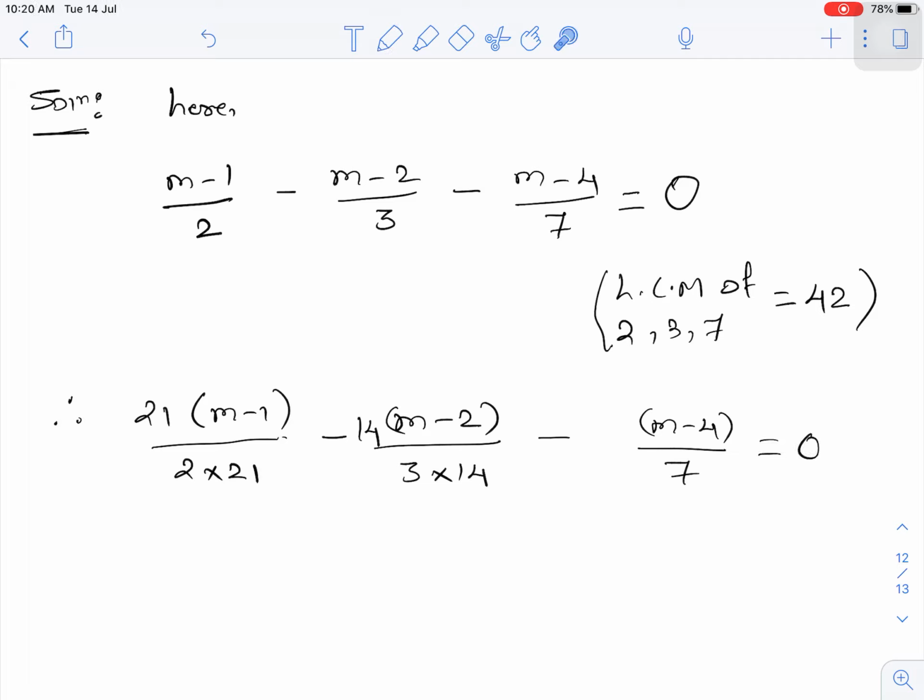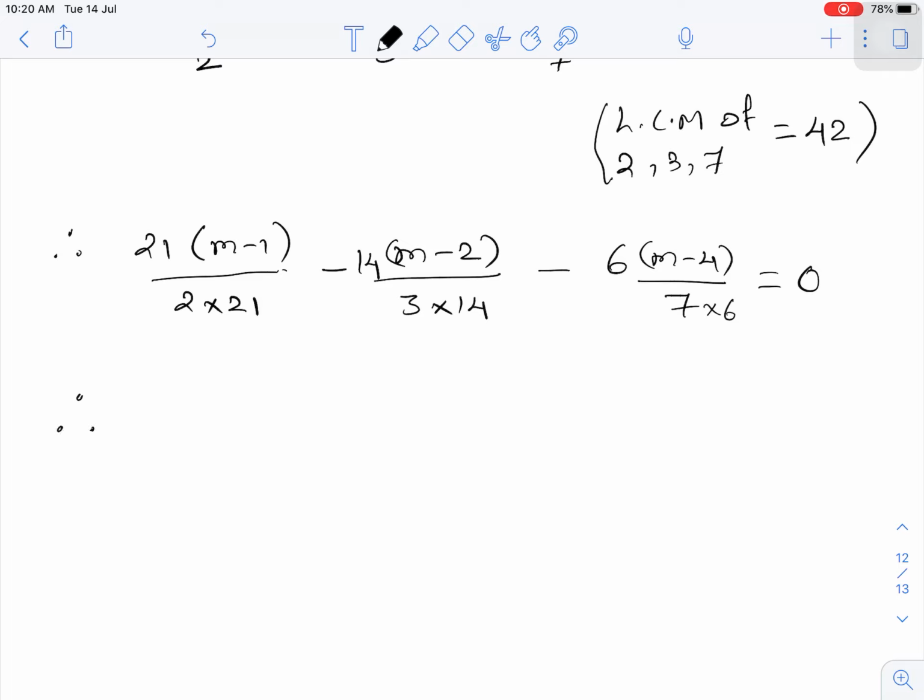Now we want to convert this number also to 42. So we know that 7 sixes are 42, so the numerator will also be multiplied by 6. Okay, so now we have to multiply each of these numbers inside. But before that, remember that we have to multiply them with their sign. Just like 21, no sign is there, meaning it is plus. What is the sign for 14? It is minus. Okay, for 6 it is minus. So what you will get is 21 into m, so it will be 21m.